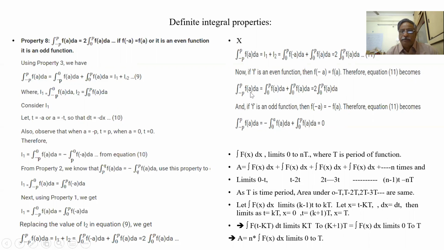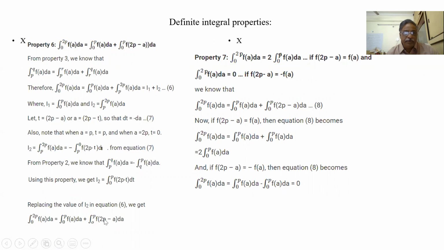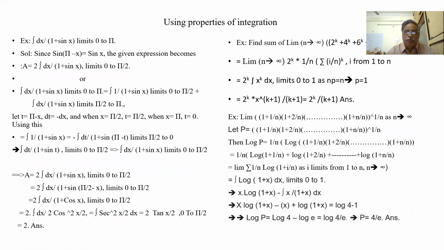f of 2p minus a. This formula: 0 to 2p. Here we have 0 to pi, so 0 to pi by 2 and pi by 2 to pi. When we use this 0 to 2p, it is 2 into 0 to p of f of a da, if f of 2p minus a is equal to f of a. If f of 2p minus a is minus f of a, then it will be 0. So property 7, let us see property 7 here. In place of 2p, we have pi here.